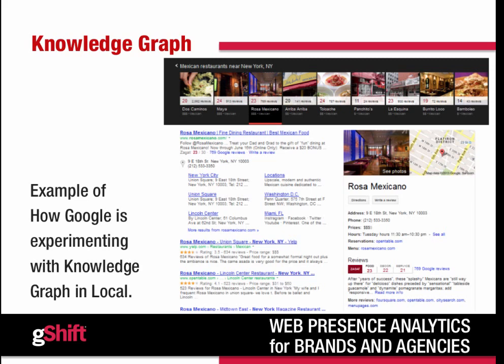This particular user searched Mexican restaurants near New York. The top result was an actual restaurant rather than a list of restaurants, and at the top it lists a bunch of different restaurants and shows you their reviews and how many reviews they have, and allows you to quickly see different relevant queries to your search, relevant results to your query.